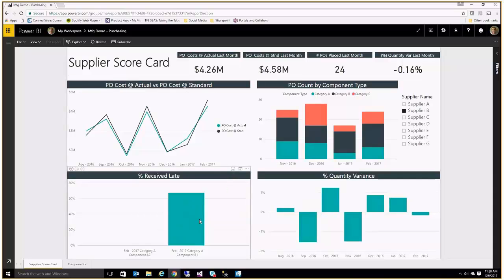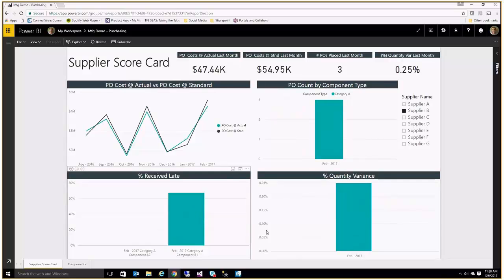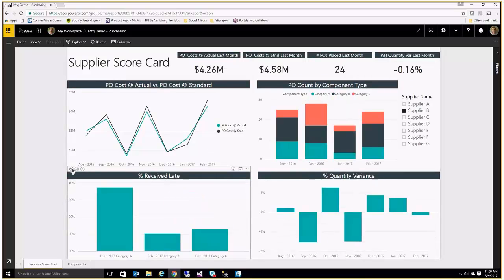Once I'm there, I can pick that component, and it filters all of the other KPIs and charts on my page and shows me what my quantity variance was for that component in that time period, and how many POs I placed. As someone becomes more and more familiar with this data, they can dig deep and get some of those answers themselves without having to go back to IT and saying, hey, can you run this query? Can you run this query? We're giving them the ability to analyze their data very intensely and deeply on a bunch of different levels.